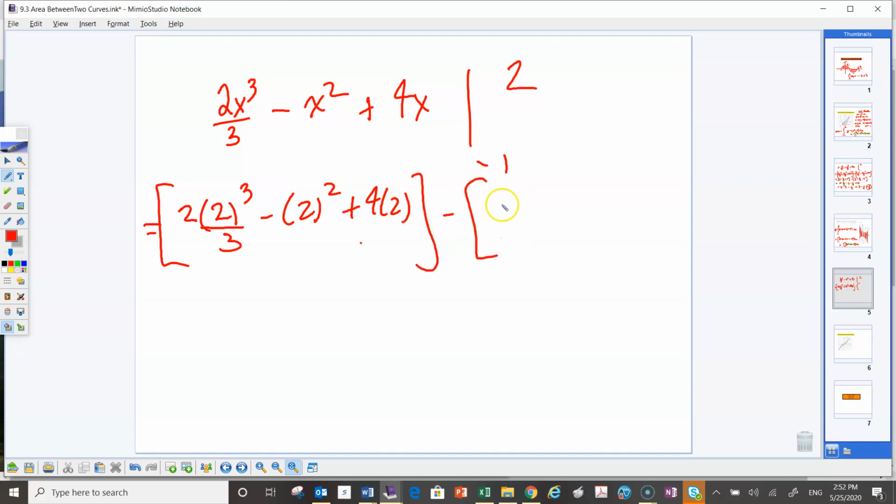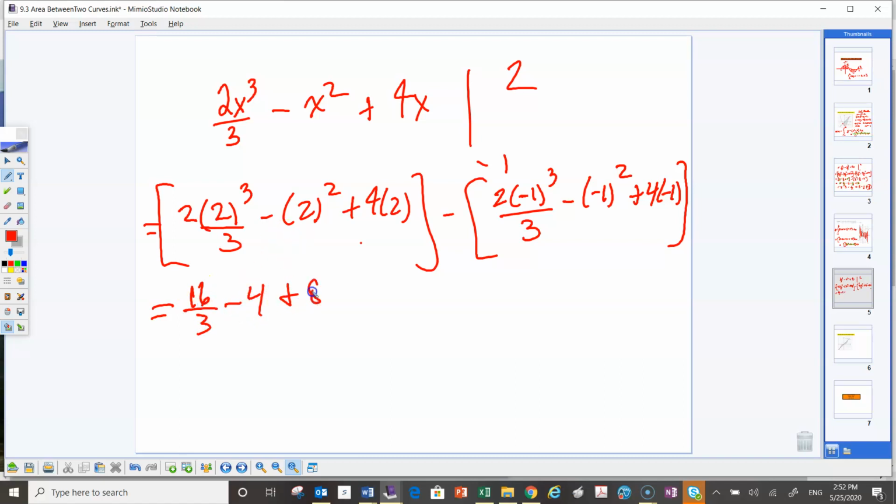And then plug in my lower limit, and watch your signs here, because it's a -1 that we're cubing. So this is going to be 2 cubed is 8 times 2 is 16 over 3 minus 4 plus 8. This will be -1/3 times 2, that's -2/3. -1 squared is 1 times that negative will be -1, and then subtract 4.